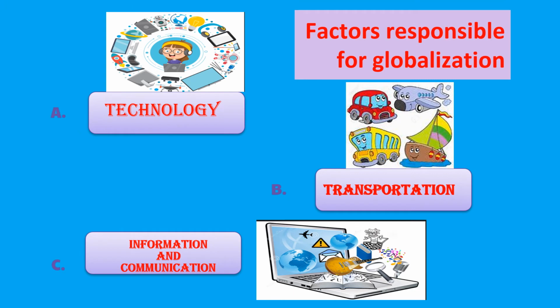Now let's look at the factors responsible for globalization. Children, there are only three factors that are responsible for globalization. Number one, technology. Number two, transport. And the last one is information and communication.